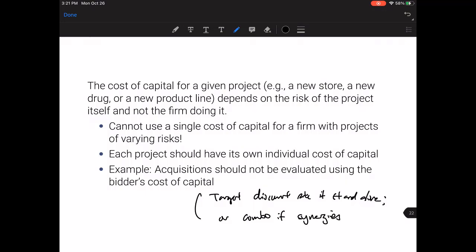So I'll leave this to your professor in the advanced course to talk about this. But that's the idea. You need to think about what the firm would look like after the acquisition and use that as you come up with a discount rate to represent the new firm, the post-acquisition firm or the target that you're thinking about evaluating.